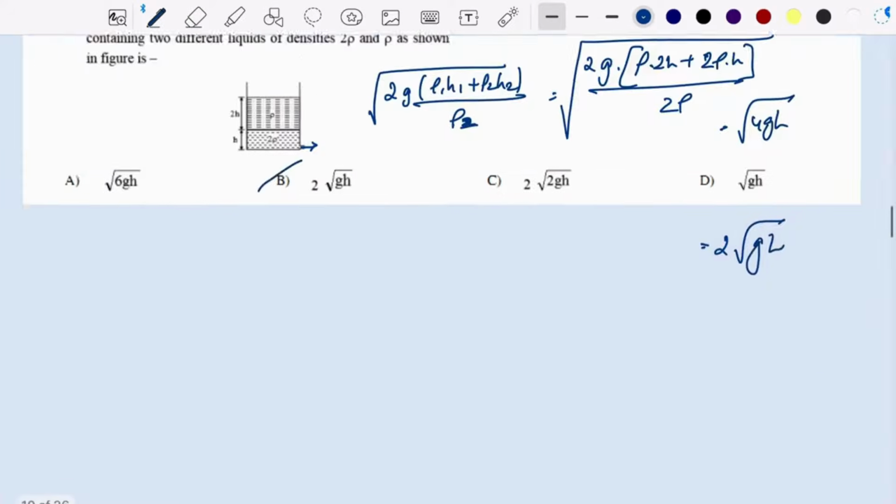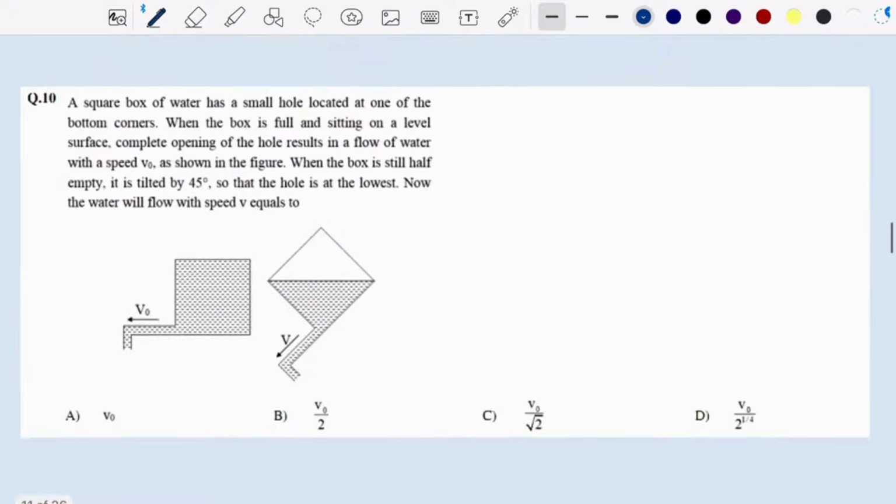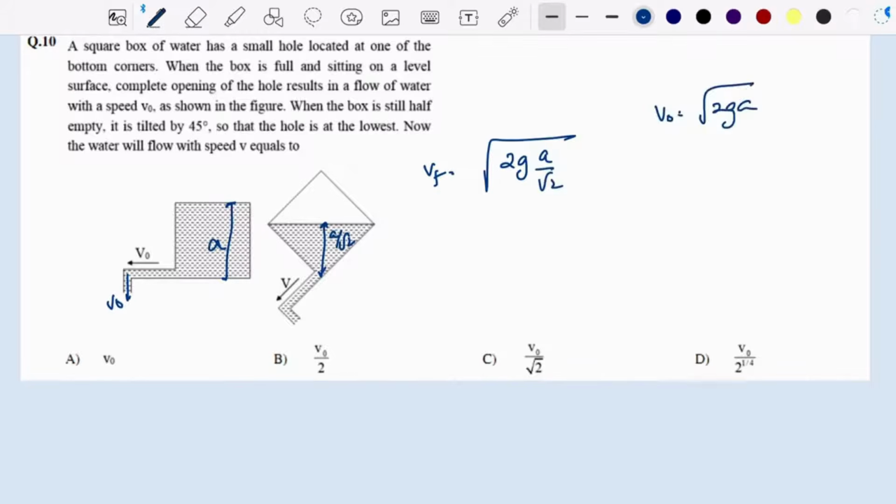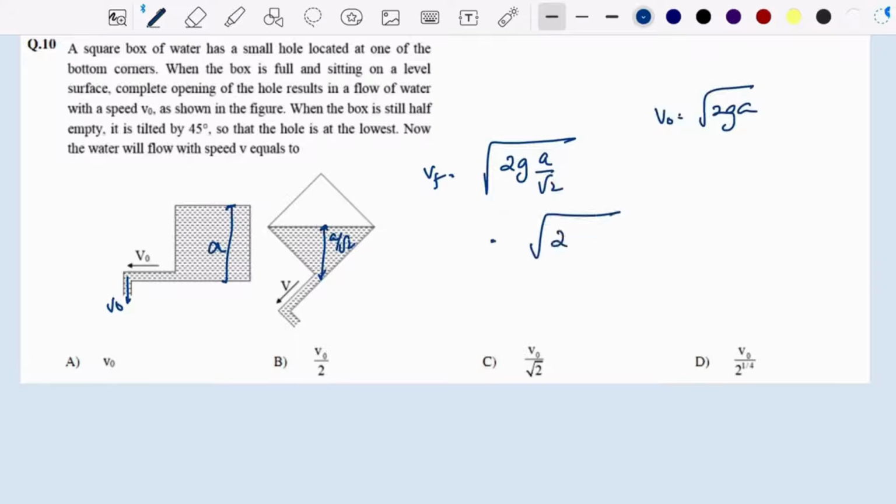Alright, now here a box, same way. This velocity here is given as V0. Let's take the side here to be A. If that is A, this is going to be A by root 2. So V final is going to be root of 2g into A by root 2. Well, V0 is equal to root 2gA. Linking both of them, I'll end up getting root of 2gA by 2 power 1 by 4, which is V0 upon 2 power 1 by 4.